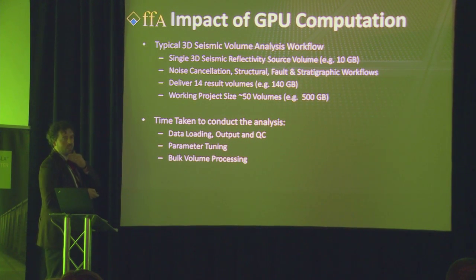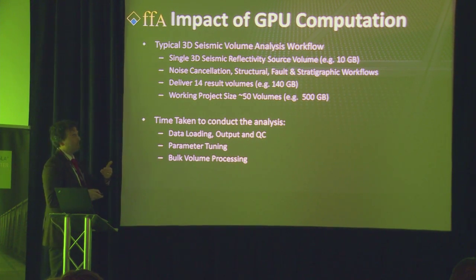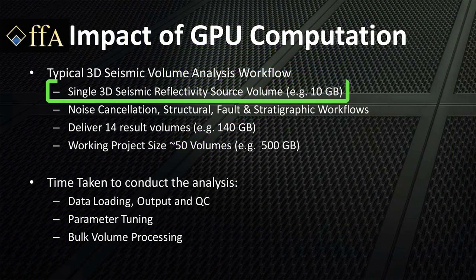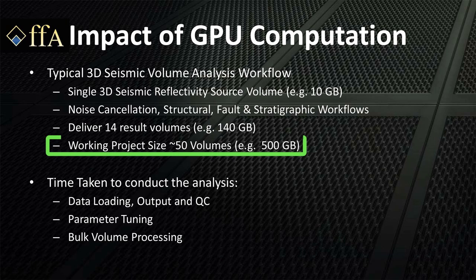I'm just going to explain what a typical application of our software is. They'll start off with a seismic reflectivity volume, all those wiggles, and say that's around 10 gigabytes. The working project size needed to achieve that, you can easily have 50 volumes. So that's 500 gigabytes. We're seeing data sizes go up to 100 gigabytes and plus, so you can imagine the storage requirements go up a lot.